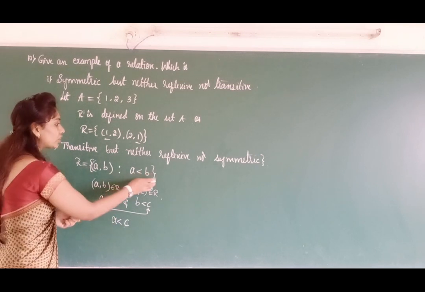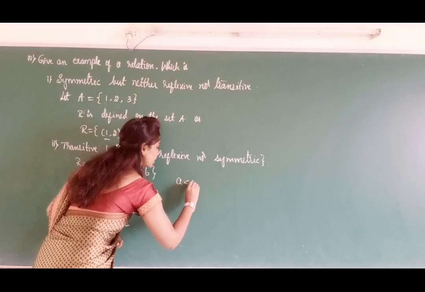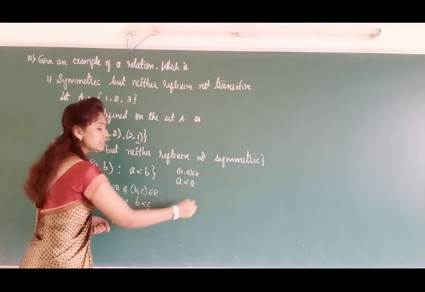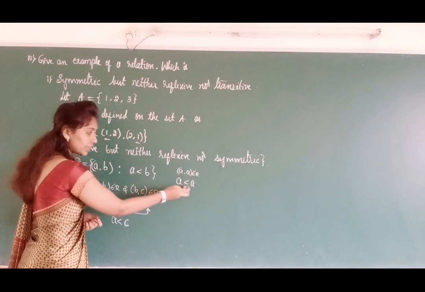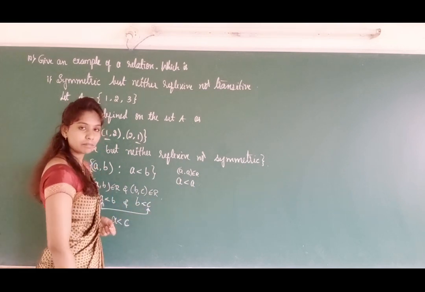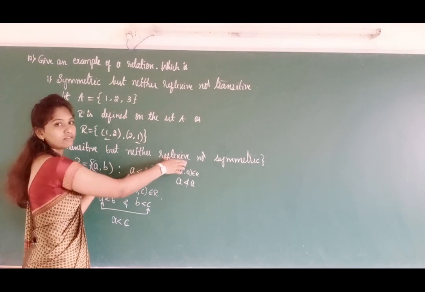But it is not reflexive. Why is it not reflexive? Reflexive means the ordered pair (a, a) belongs to R, that is, a is less than a. Here, is a less than a? No, right? a is equal to a, but not less than a. That's why this example is not reflexive.